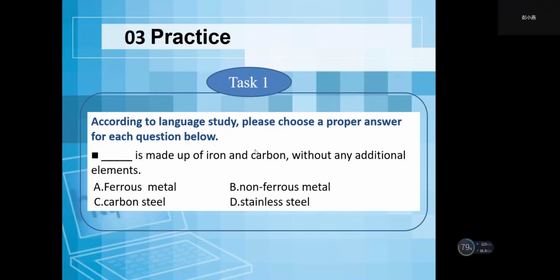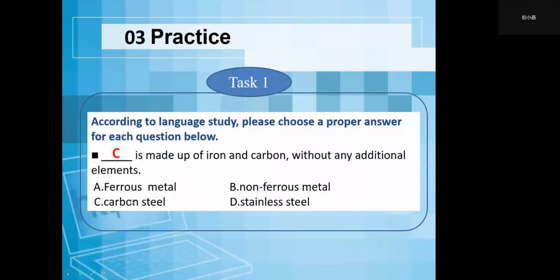Which one is made up of iron and carbon without any additional elements? Non-ferrous metals, such as aluminum and titanium, are not steel. Ferrous metal includes cast steel and cast iron, and stainless steel is steel formed when a certain amount of nickel and chromium are added, so each has additional elements. So the answer is not B.